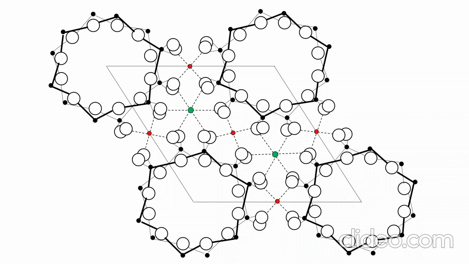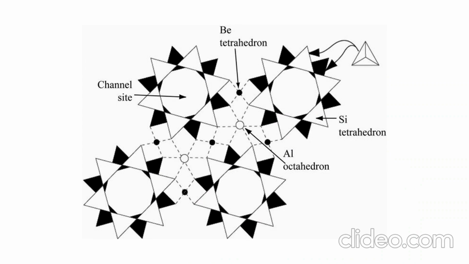And suppose that you find this diagram to be a bit difficult, use this diagram. It is much simpler than the previous one. So here you can see two overlapping rings of silica tetrahedra. Here you can see those star structures being formed that lead to the channel sites, and then you have the beryllium tetrahedron and aluminum octahedron. So I think this is a pretty simple diagram.